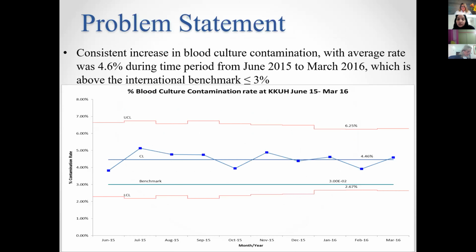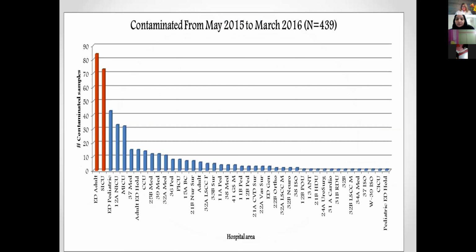As part of our monitoring, we collected our data and drew it using a statistical process control chart. As we see, the average across 6 months was 4.6%, which is above the benchmark, which should be less than or equal to 3%. So the team did further analysis based on department.